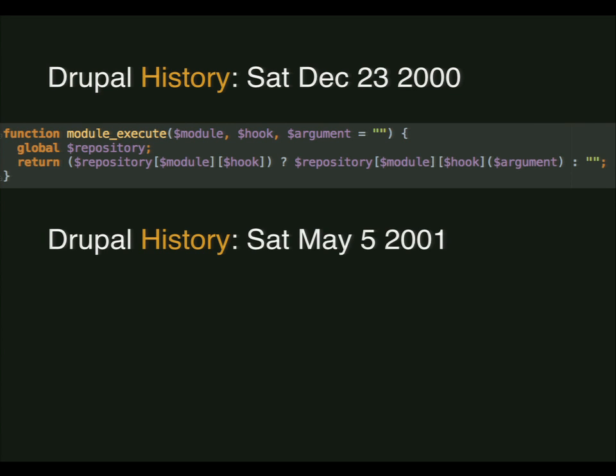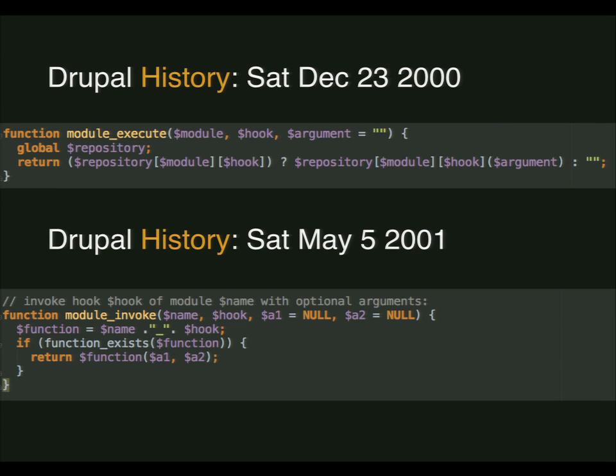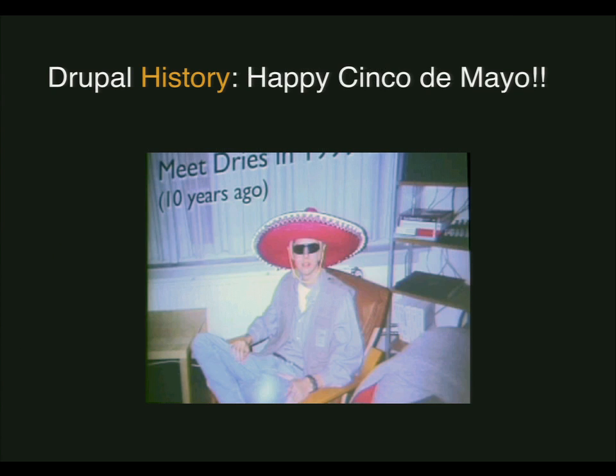By Saturday, May 5th of 2001, we had this familiar-looking code, which is the first incarnation of module invoke. You'll see that it checks to see if a function exists with this hook naming thing that we do, and passes two parameters to it. Apparently, we didn't have func_get_args or something at that point. I don't know. I don't know PHP well enough at that time period to know. But I believe at this point we could return things other than strings. By the way, happy Cinco de Mayo. It's May 5th, right? So it's a good gift for all of us.